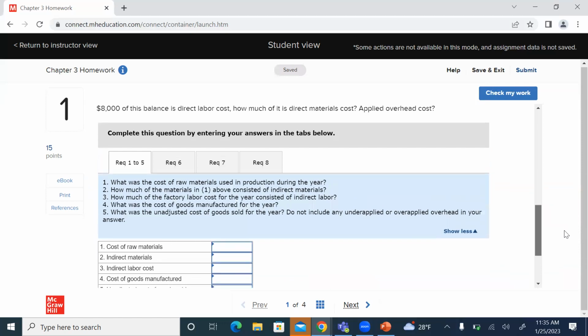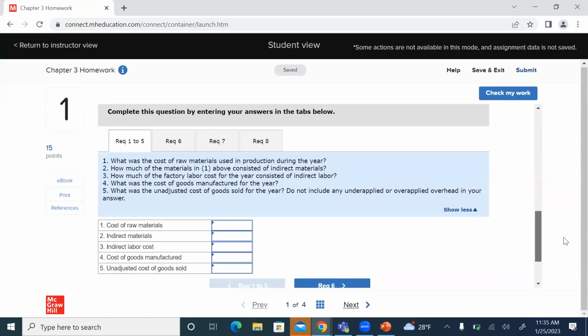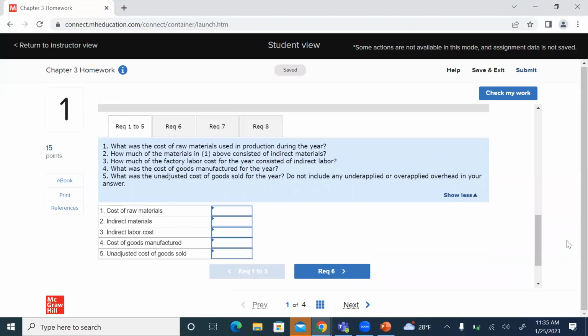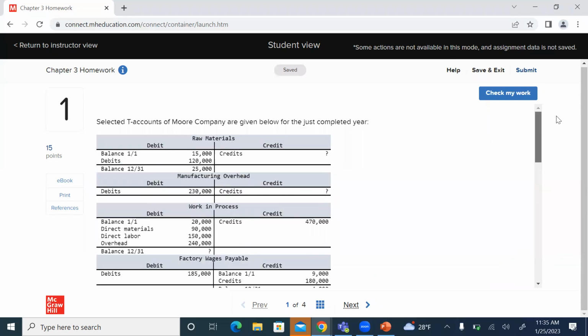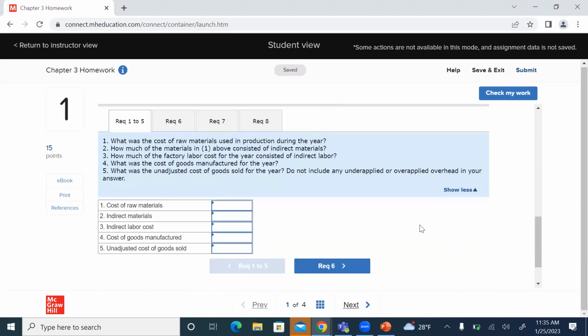What was the cost of raw materials used in production during the year? So what we're going to do is start at the raw materials. Started at 15, we added 120. If we have an ending balance of 25, what would we have added to the work in process during the year, guys? 110,000. Excellent.